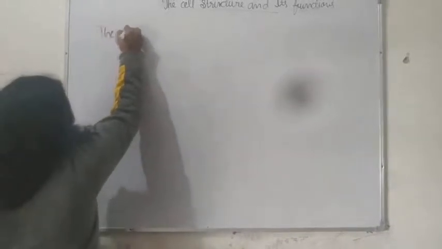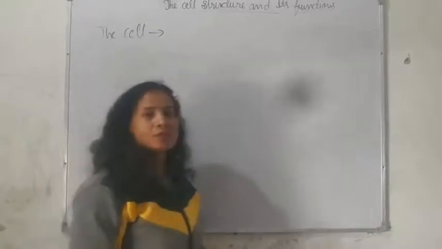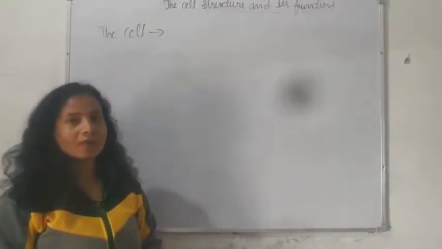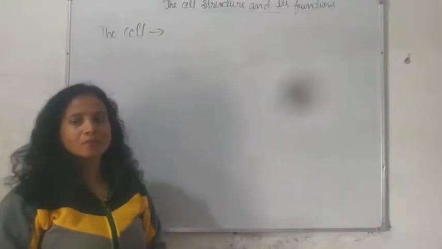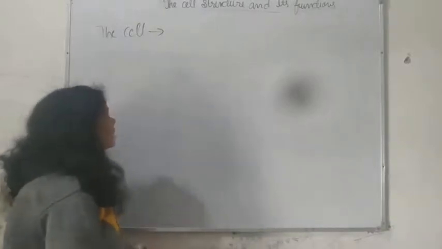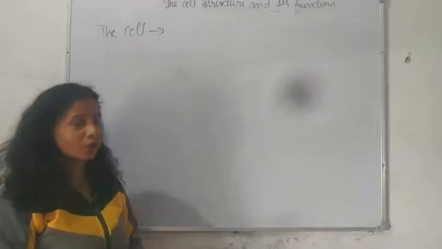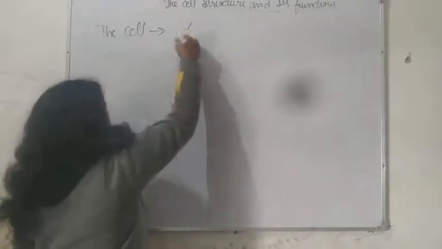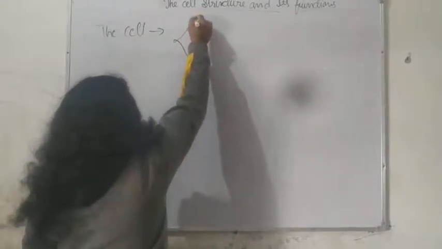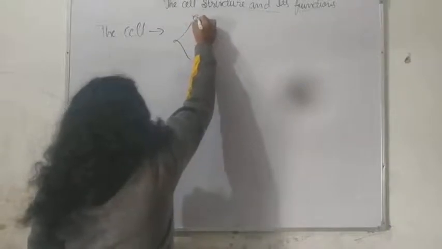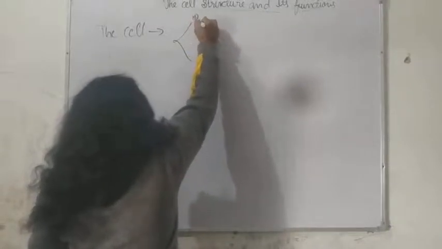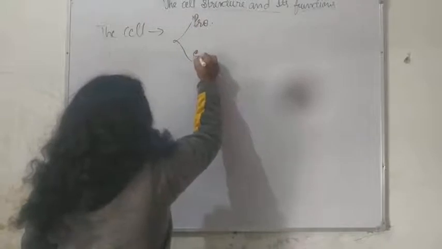As we know, the cell is the basic and fundamental unit of life of any organism. The cell is the basic unit or fundamental unit of life. According to complexity, the cell is divided into two parts. First is prokaryotic and second is eukaryotic.